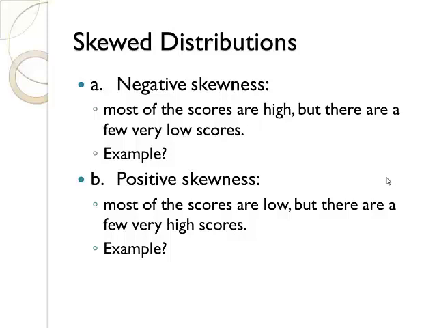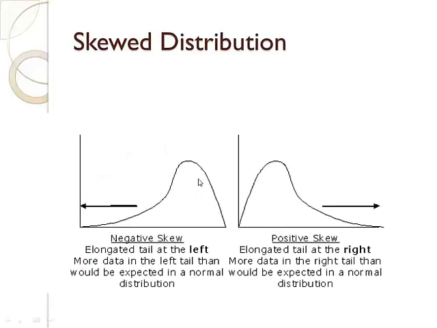You can have a negatively skewed distribution in which most of the scores are high, but there are very few low scores. And then you can have a positively skewed distribution where most of the scores are low, but there are very few high scores. Let me show you what they look like, and we'll talk about some examples. Here we have a negatively skewed distribution with an elongated tail at the left and more data on the right in this distribution. Most of the sample is at a higher score, and then a few people with lower scores at this tail end.